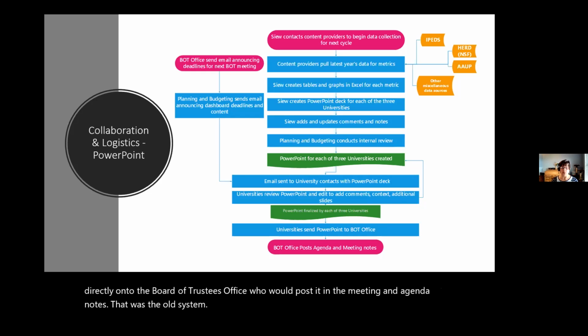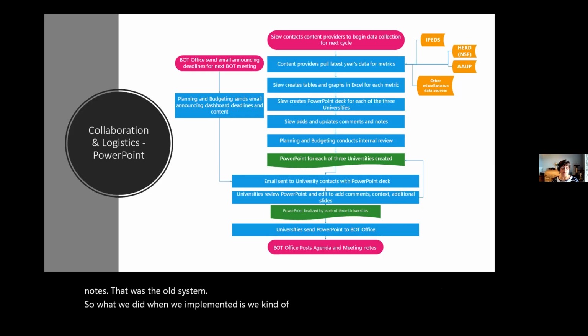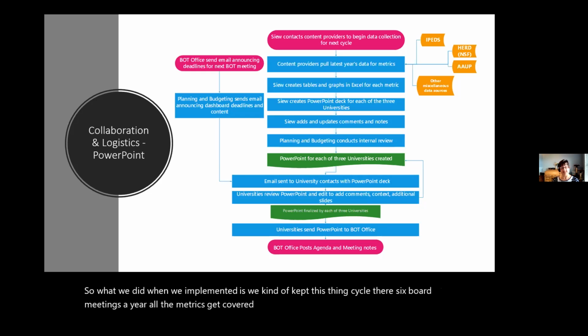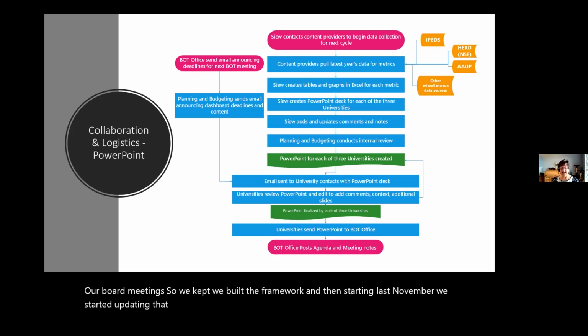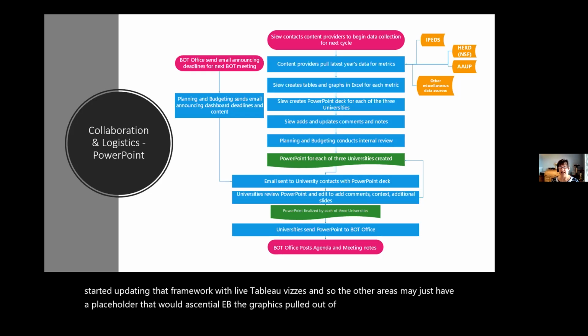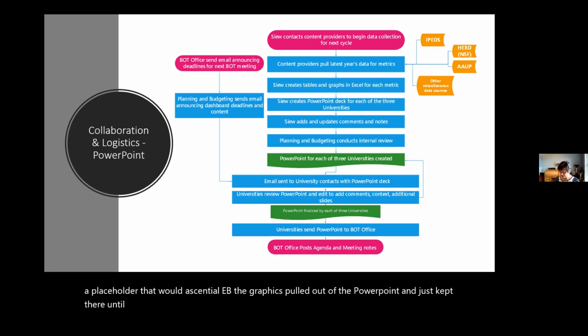So what we did when we implemented is we kept this same cycle. There are 6 board meetings a year, and all the metrics get covered in one of those 6 meetings. So we built the framework, and then starting last November, we started updating that framework with live Tableau visuals. The other areas may just have a placeholder, essentially the graphics pulled out of the PowerPoint and just kept there until we got to that point.